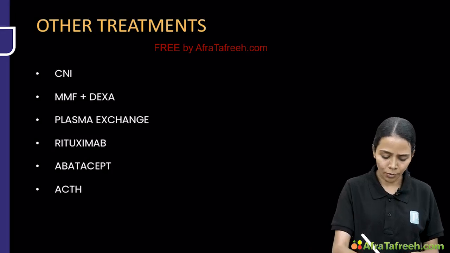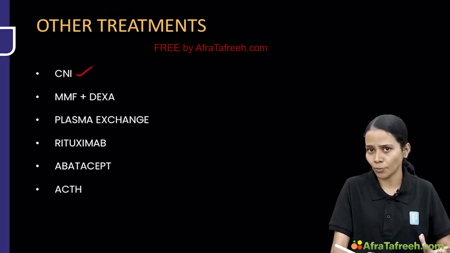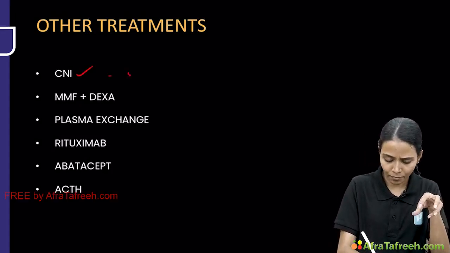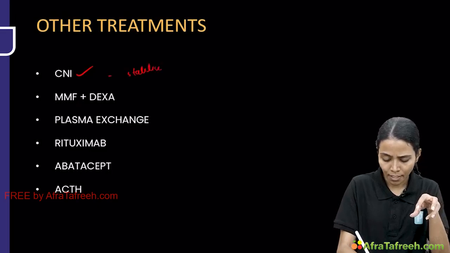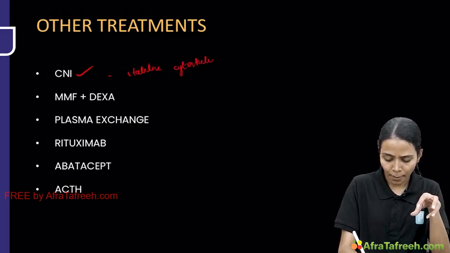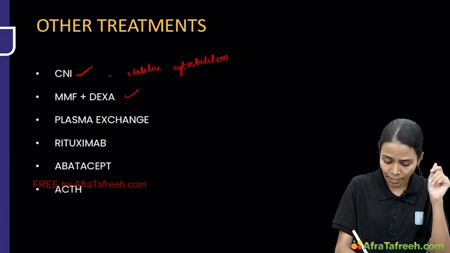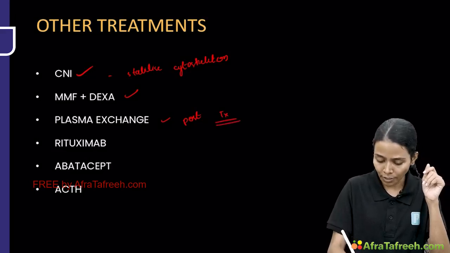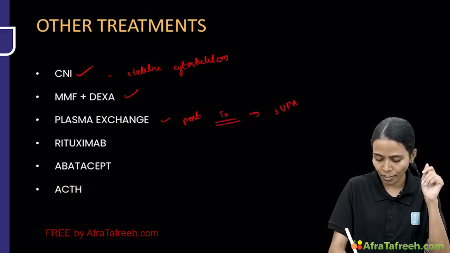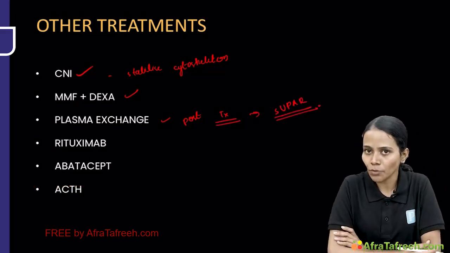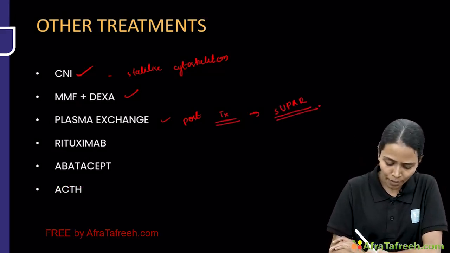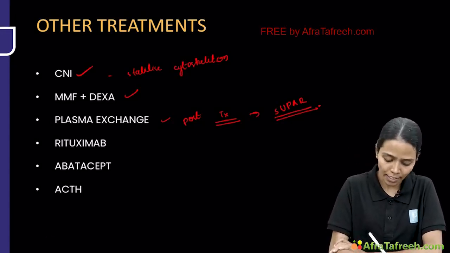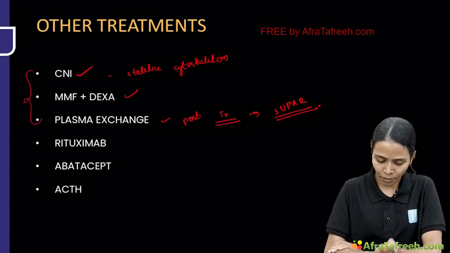So other treatments, like I told, calcineurin inhibitors, cyclosporin or tacrolimus, are known to stabilize the actin cytoskeleton and hence prevent proteinuria. Okay, MMF plus DEXA that I told, plasma exchange especially in post-transplant patients to remove the circulating permeability factor, that is SUPAR, soluble urokinase plasminogen activator receptor. Rituximab, abatacept and ACTH again do not have much evidence. Okay, so these three are considered in steroid resistant nephrotic syndrome.